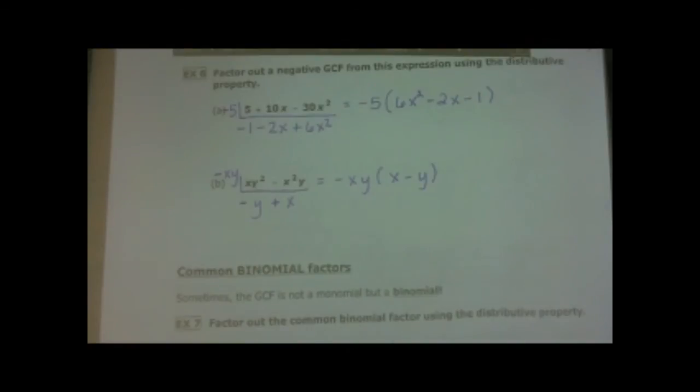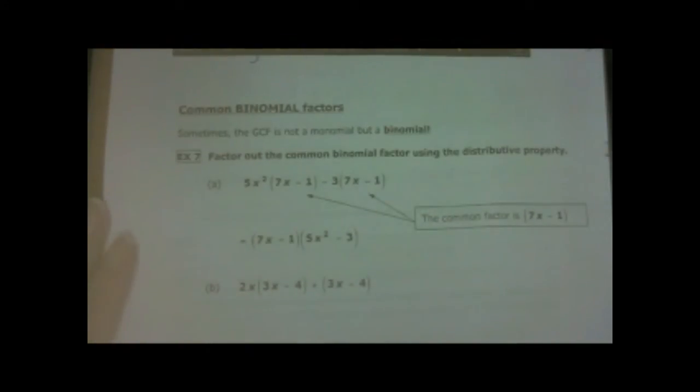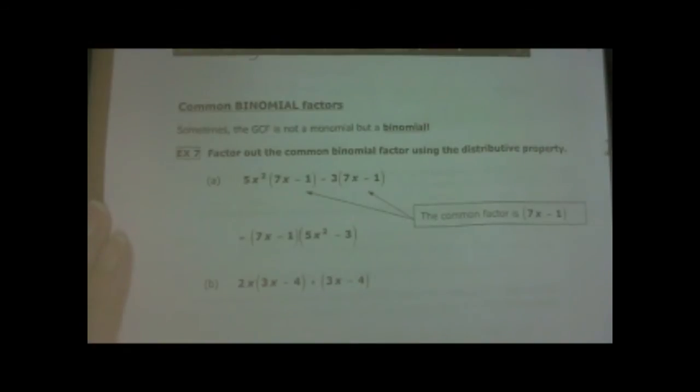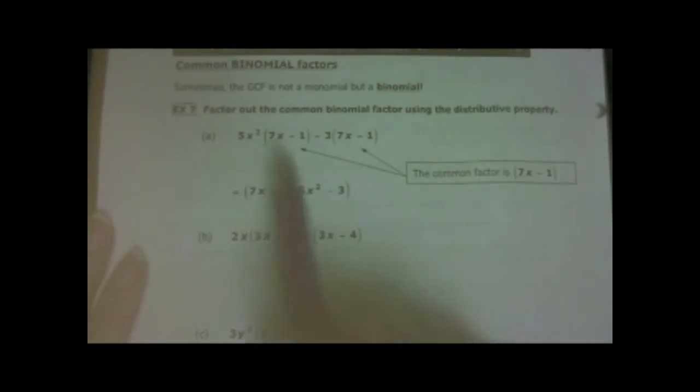All right, the last thing we're going to do today is going to set us up for what we do on Wednesday, which is factoring by grouping. What we're going to be doing is factoring out a greatest common factor that happens to be a binomial. So let's take a look at this first example.